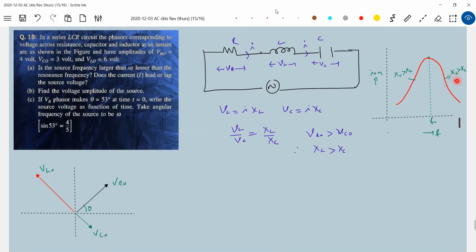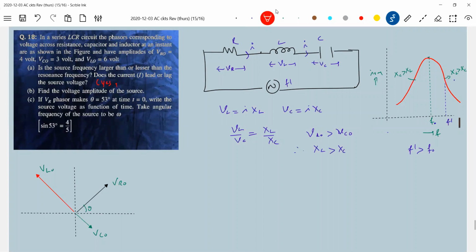So in that case, what can you say about the frequency of the source? Let me show it here. This is some omega dash. This is the frequency of the source. It should be greater than the resonant frequency. Let me call it F dash. This F dash is definitely greater than F naught. Is the source frequency larger than or less than the resonant frequency? The answer is yes. The first part is yes.